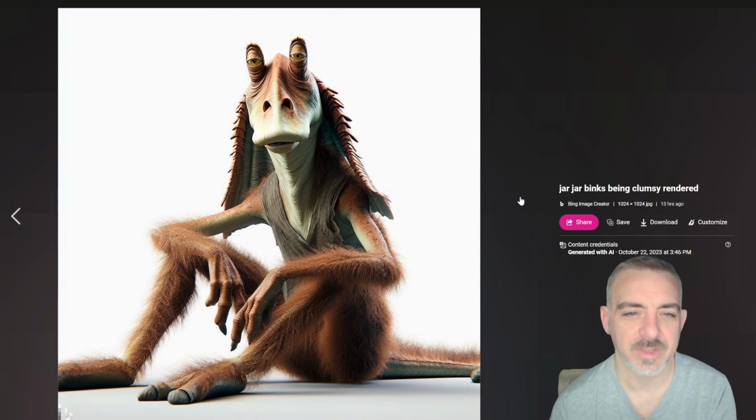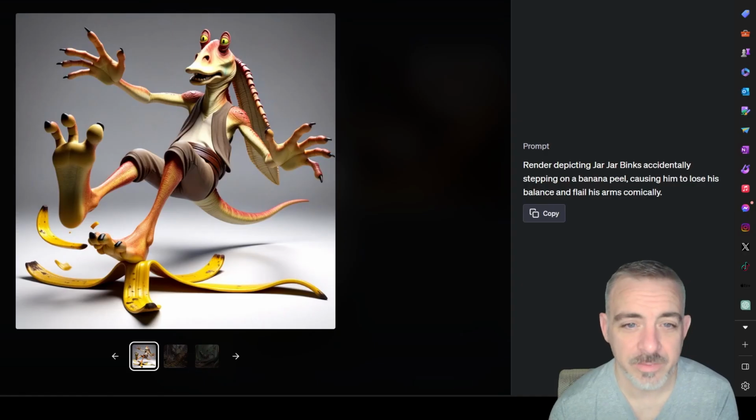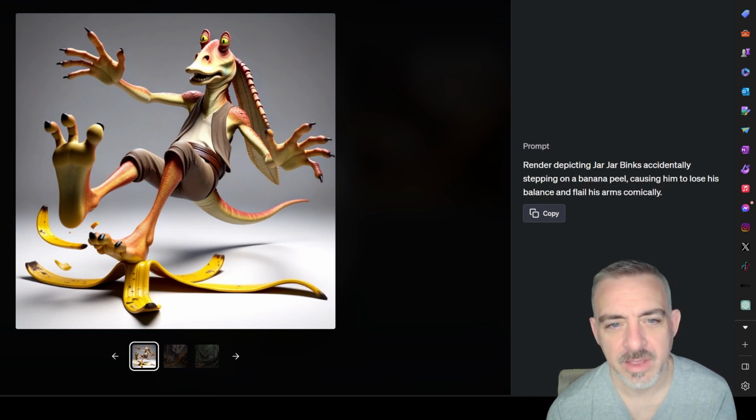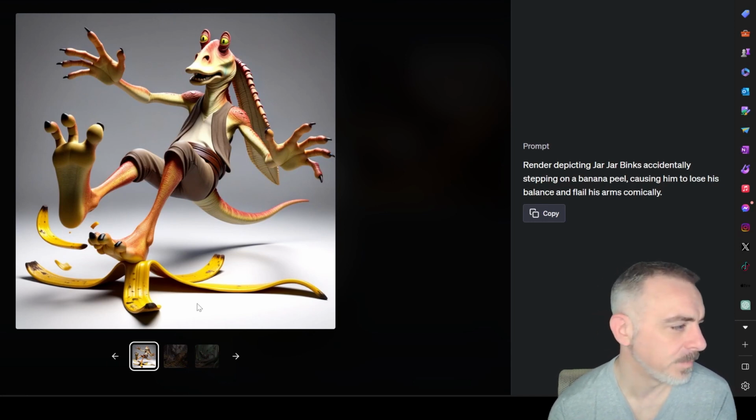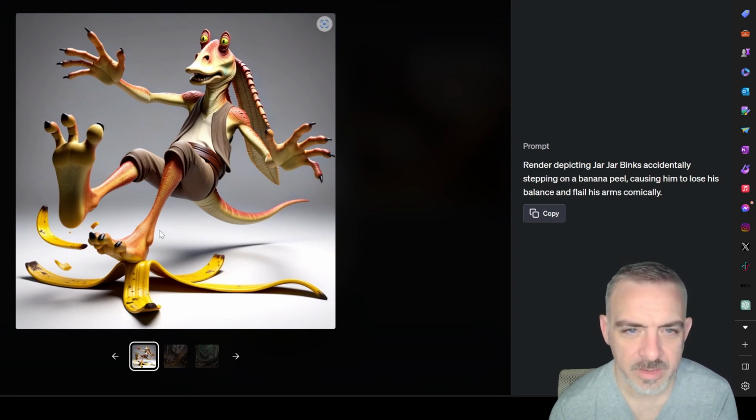Let's see what ChatGPT does. Okay, this is what I got from ChatGPT, and this is much better. He's actually not furry, and he's actually slipping on a banana peel. There's some weirdness going on with his toes here. But aside from that, this is sort of what I was looking for. And it looks like it only gave us 3 images this time instead of 4.